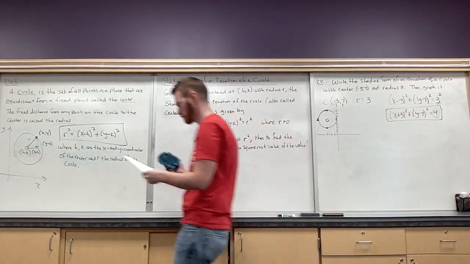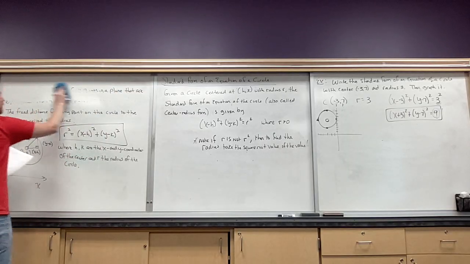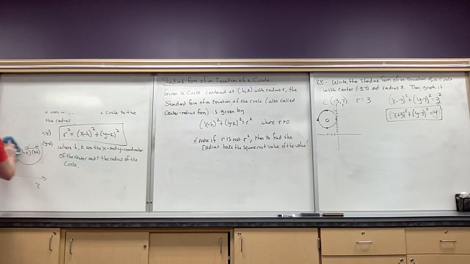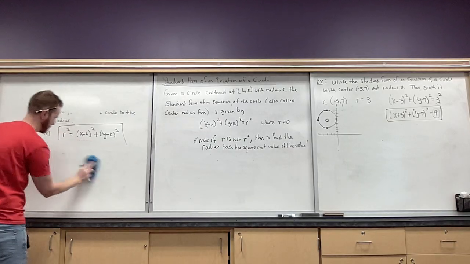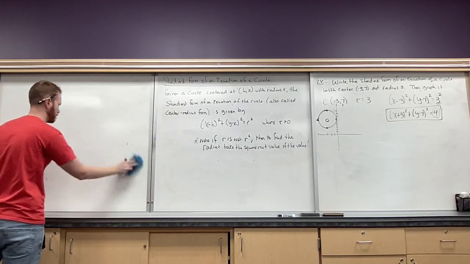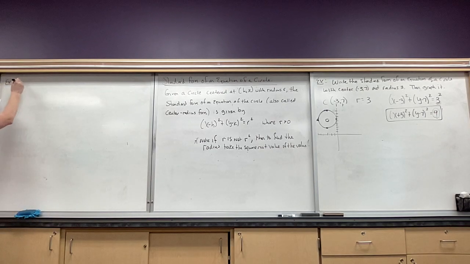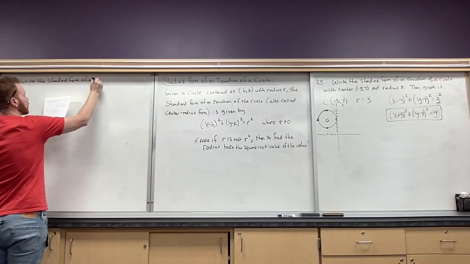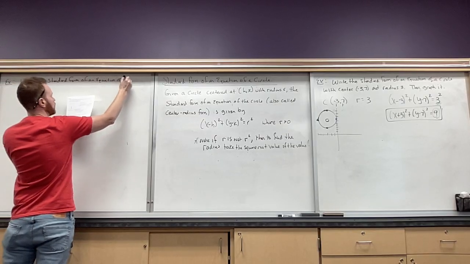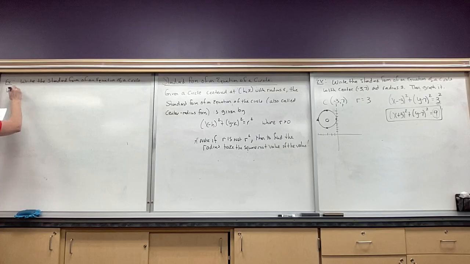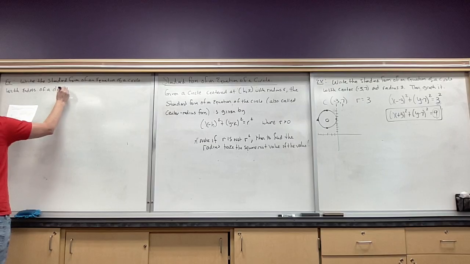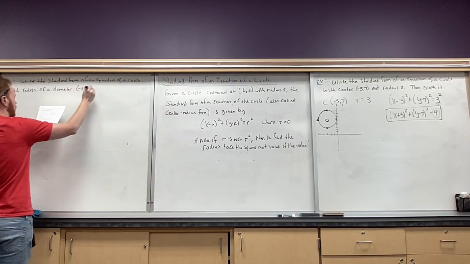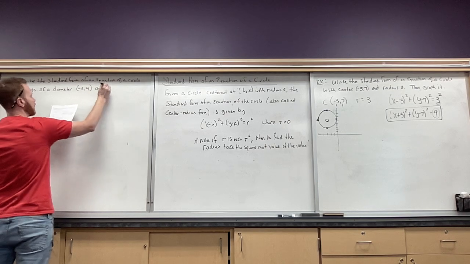All right. Let's try another example of this. Write the standard form of an equation of a circle with endpoints of a diameter (-2, 4) and (6, 10).